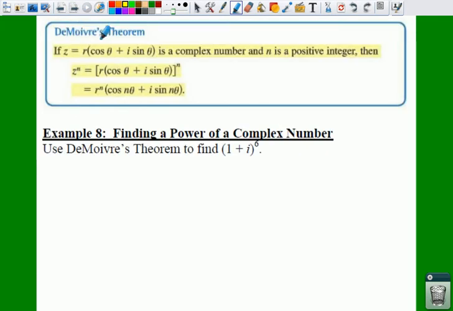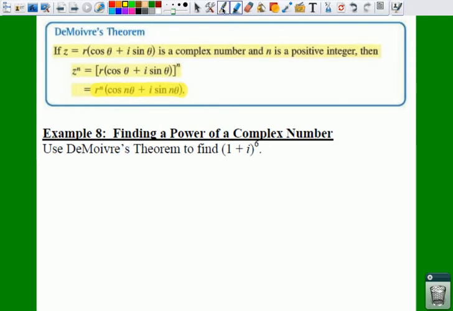So if we look at DeMoivre's theorem, if you have a complex number that is in trig form, so r cosine theta plus i sine of theta needs to be your form, then you can find the nth power by taking z to the n power is r times the cosine plus i sine of theta to the nth power, which results in r to the nth times cosine n theta plus i sine of n theta. Now this only works when your complex number is in trig form.